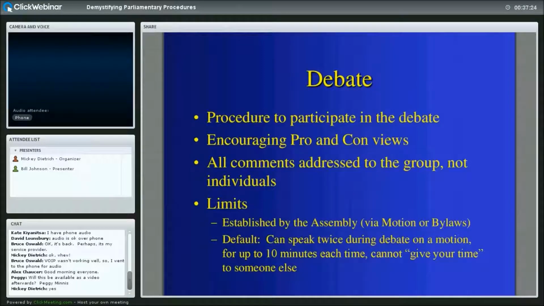First of all, I think I've already said this, but I want to repeat it: you need to be a member in good standing to enter into the debate. The presiding officer can choose to recognize non-members, but they have no right to make such comments. So the presiding officer should have the ability to recognize who can and cannot participate in the debate.